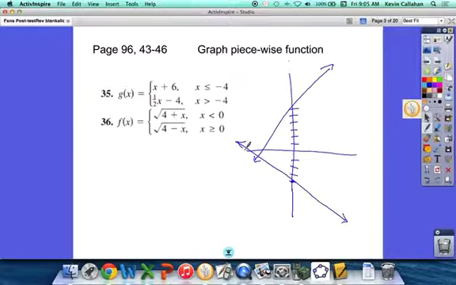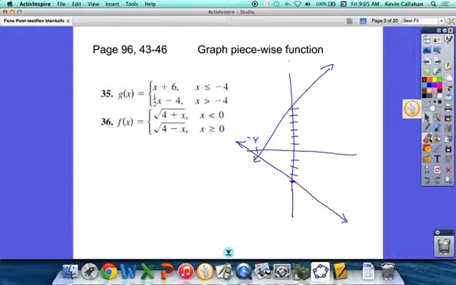But if I put both of those on the same background, that's not a function, because a vertical line would cross in more than one place. That's why we have to use this domain here, which is telling us to only use this graph when x is less than or equal to negative 4. Not knowing exactly where this starts, let's say that's negative 4.